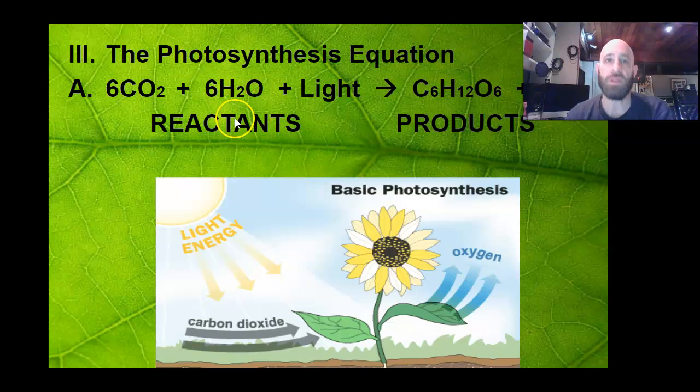So when we look at our photosynthesis equation, we can see that we have our reactants, which are going to be carbon dioxide and water. They have to go in. And we have our products, which is what gets made during the reaction of photosynthesis, which is glucose, C6H12O6.